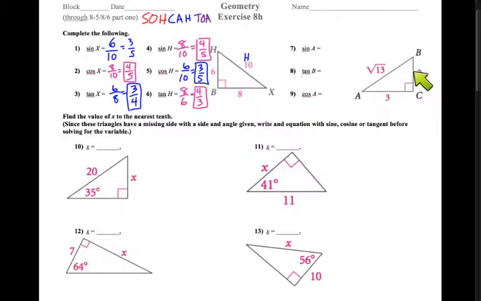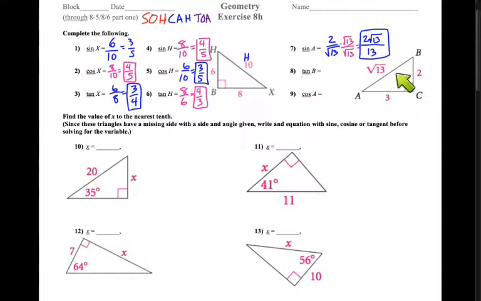So I got the sine of a here for number 7. Sine is opposite, which is 2 over hypotenuse, square root of 13. Now I got a little bit of work here because I can't leave that radical on the bottom, so I have to multiply by square root of 13 over square root of 13, multiply across, 2 square root 13 over 13. That doesn't reduce or simplify.